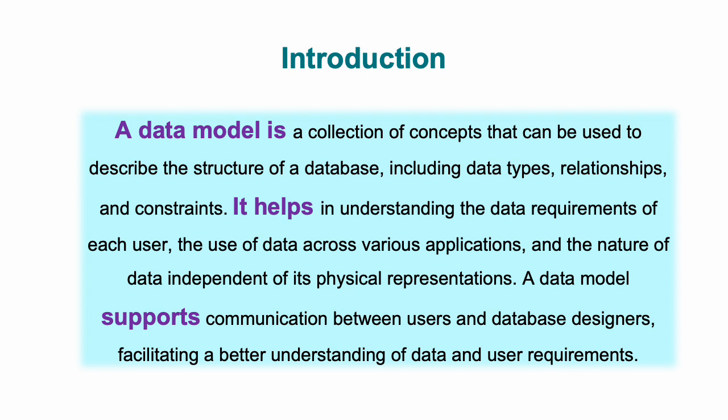The components of data models include data types, which define the kind of data. For example, is it integers? Is it strings, dates? Something like that. Then it also includes relationships, which describe how different pieces of data relate to each other. And then it also includes constraints, which are rules that ensure data integrity.